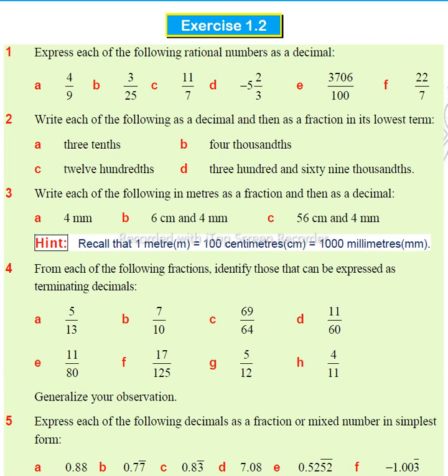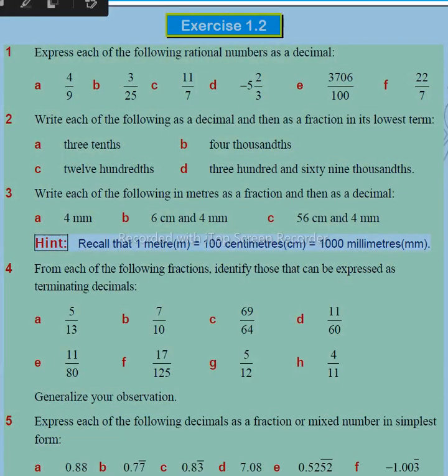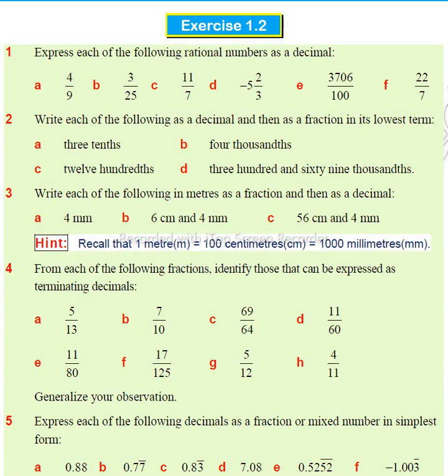Question number 1 says: express each of the following rational numbers as a decimal. We will divide the fraction to change it to a decimal. It is a very simple equation, and we can use our mobile, or we can do it on paper. Let us do some exercises from the given A to F equations. For example, we will do only A, D, and F. We will do the first equation, 4/9.